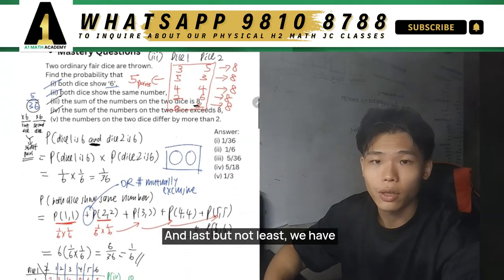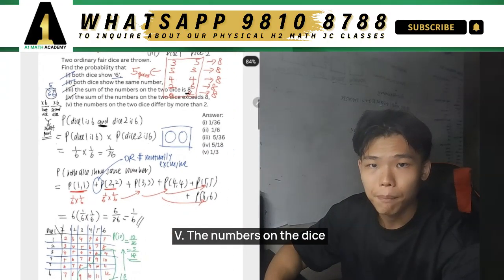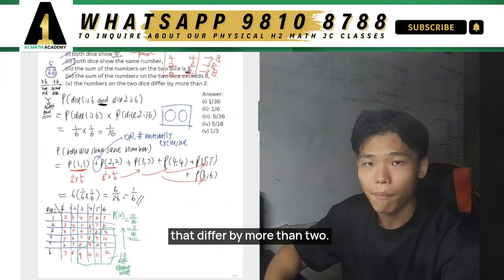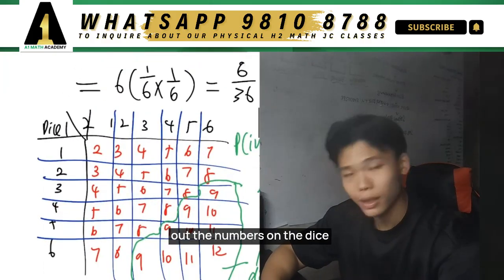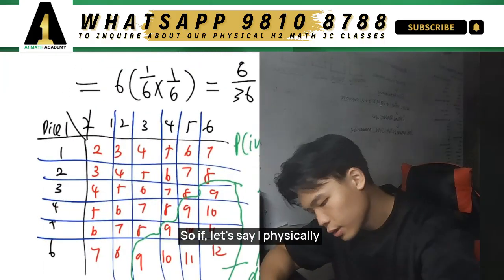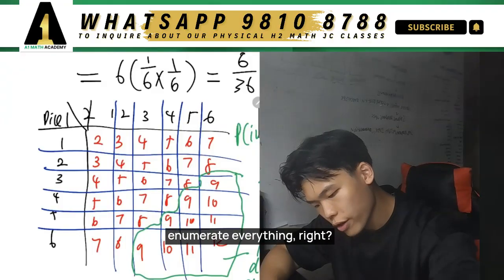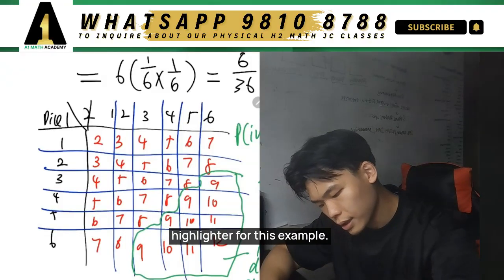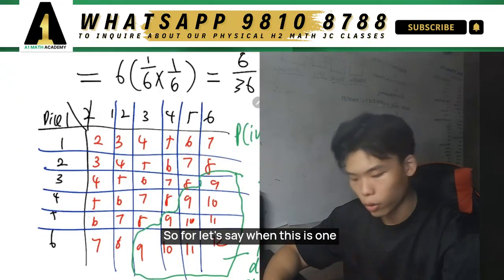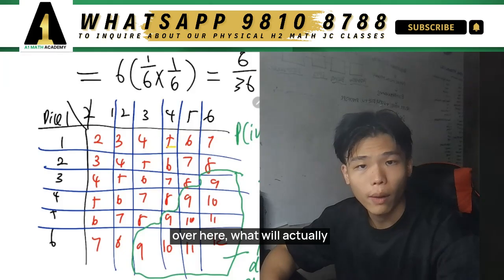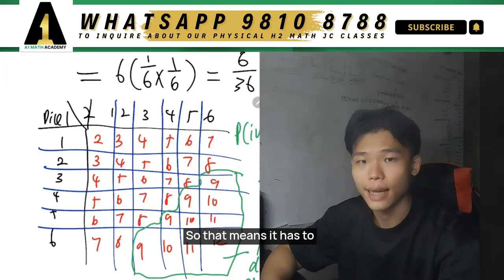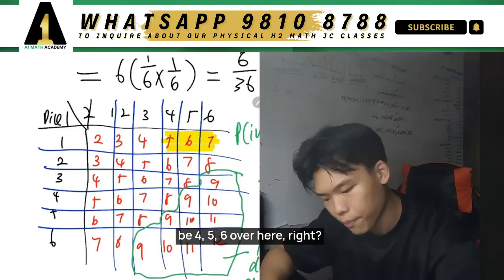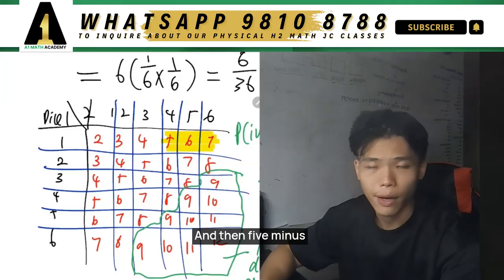Okay? And last but not least, we have part V, the numbers on the dice that differ by more than 2. We can use this table again to help us figure that out. So if I physically enumerate everything, I'm going to use a highlighter for this example. Differ by more than 2. So when this is 1 over here, what will the criteria be? Differ by more than 2. That means it has to be 4, 5, 6 over here, because 4 minus 1 is 3, and 5 minus 1 is 4.